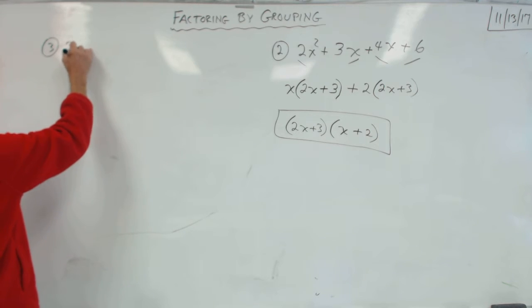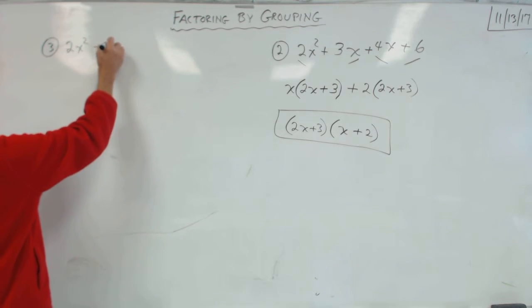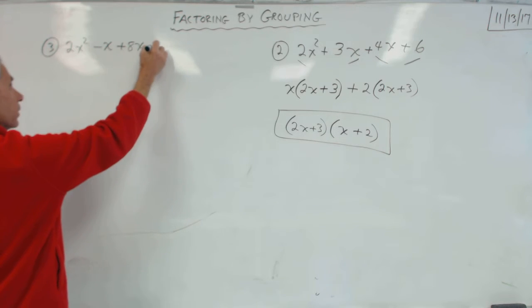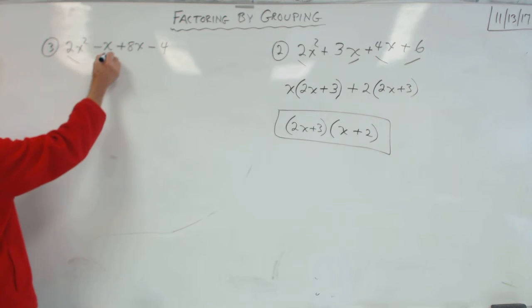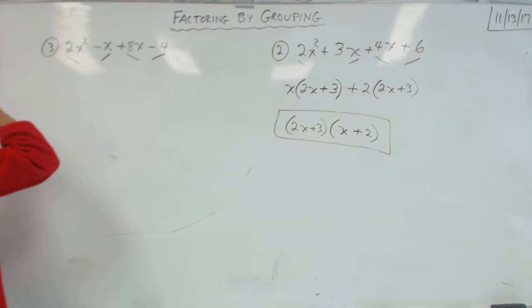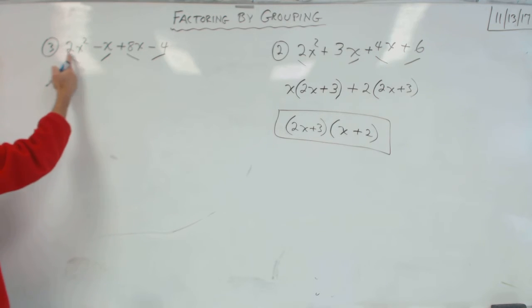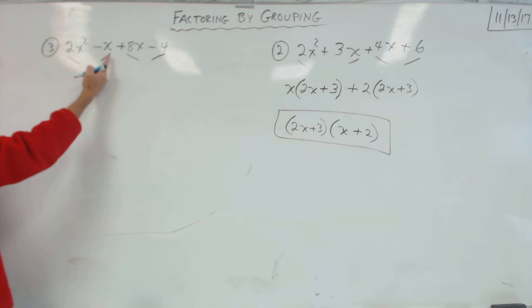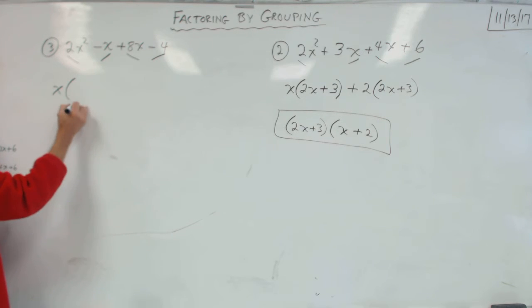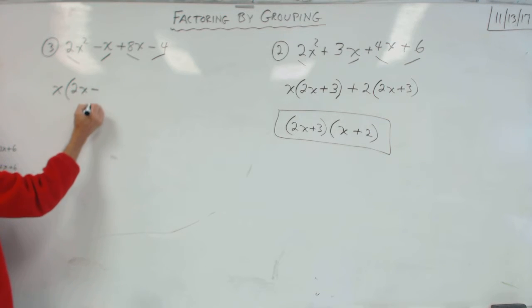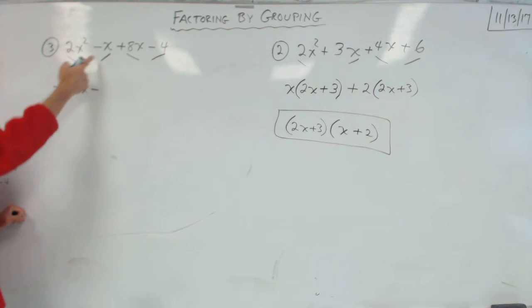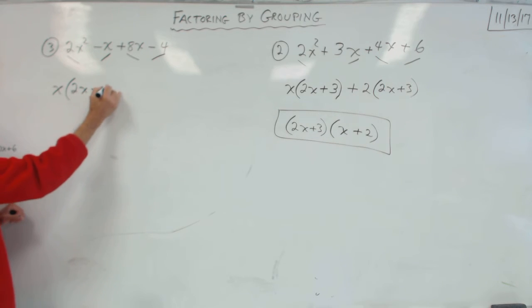2x squared minus x plus 8x minus 4. I hope I did this one right. All right, how many terms do I have? I have 4. So I'm going to immediately try factoring by grouping. And what can I take out of these two? Just the x. So what would that give me? 2x minus, what is x divided by x? It's 1. Exactly, beautiful.